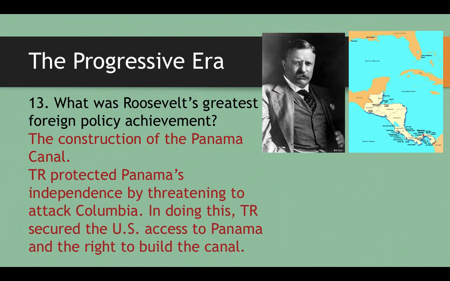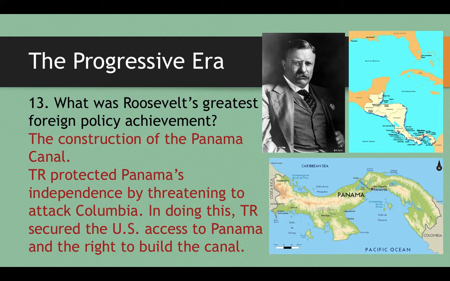TR protected Panama's independence by threatening to attack Colombia. He said, Colombia, if you invade Panama, then we are going to attack you. He's kind of speaking softly, carrying a big stick kind of thing. And in doing this, TR secured the U.S. access to the country of Panama and influence in that country, and gained us the right to build the Panama Canal.